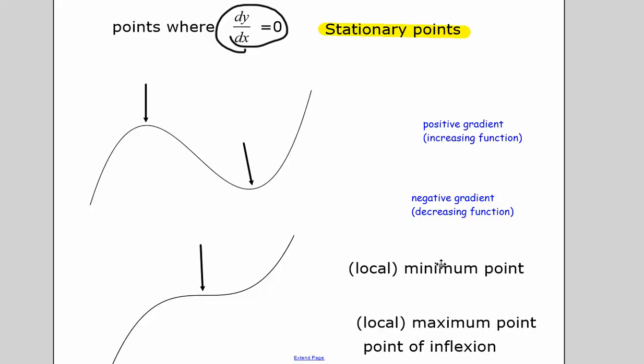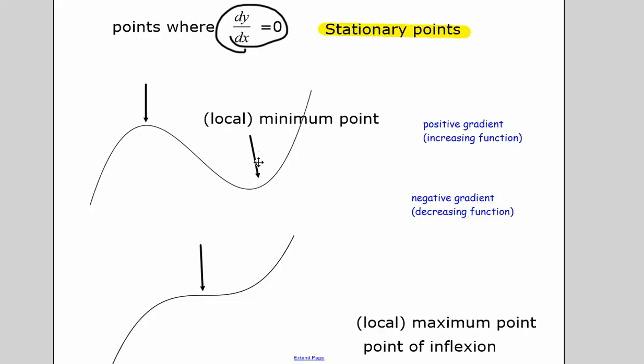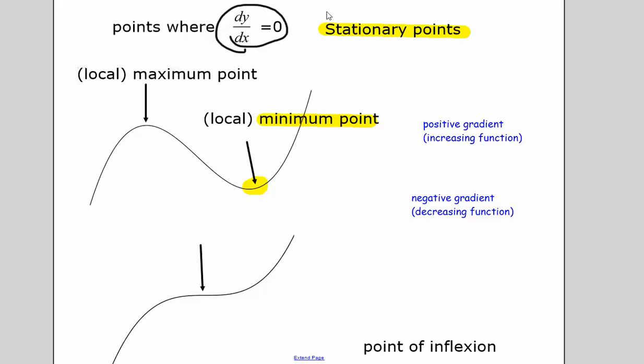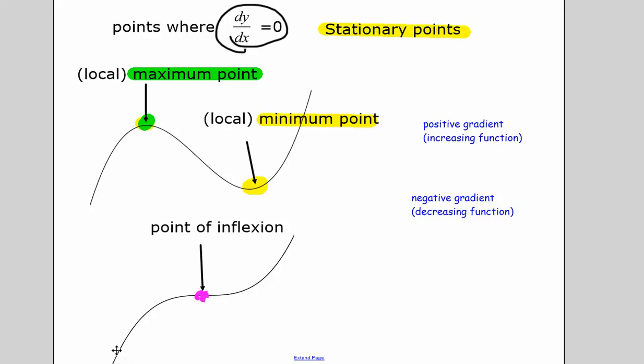We've got different names for them. They're all called stationary points, but this one here is a local minimum point. I'll highlight that. Then we've got this one here, which is a local maximum point. I'll do that one in green. And then we've got this other one here, which we call a point of inflection. It's a positive gradient before, to the left-hand side, and a positive gradient after, to the right-hand side, but it reaches a gradient of 0 at this flat point here.